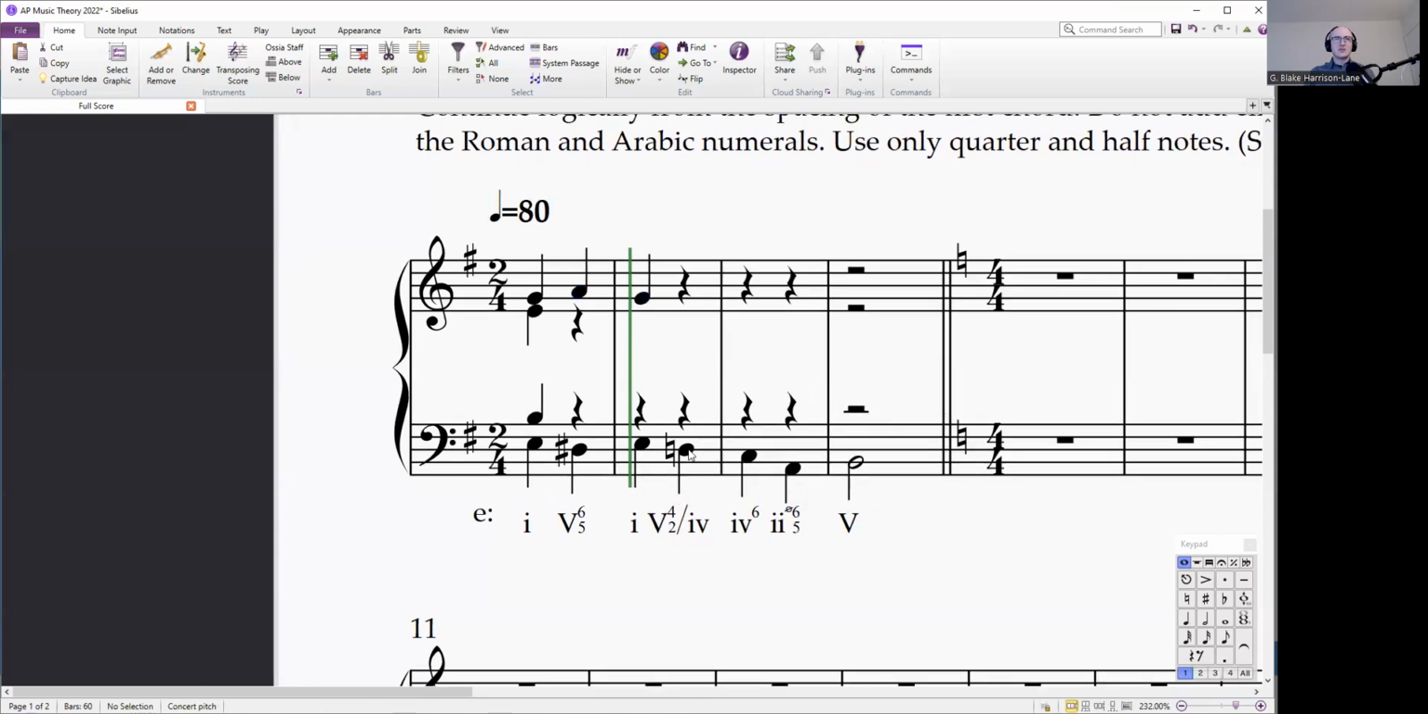And then going into our 5-4-2-5, remembering we have E, we have G sharp, and we have B. Well, we already have a G natural there in the soprano. Let's just go ahead and raise that into a G sharp.